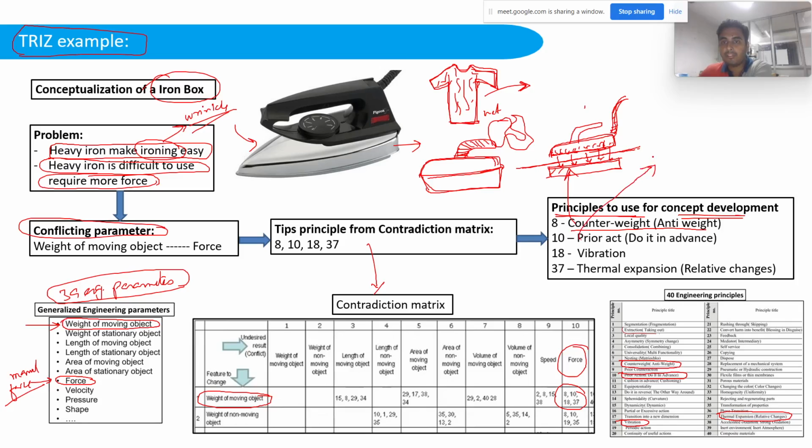Okay, next is prior action. Prior action is something like, you can think about you have an electric iron, and what do you think of this?